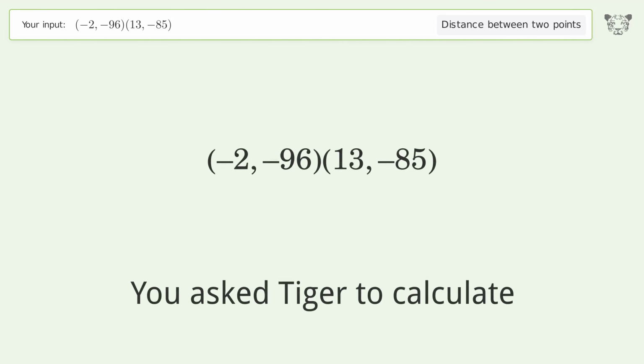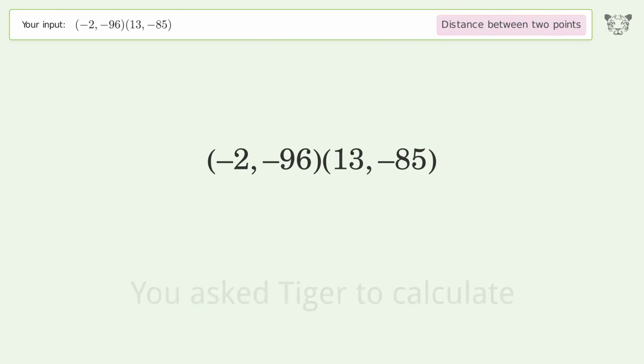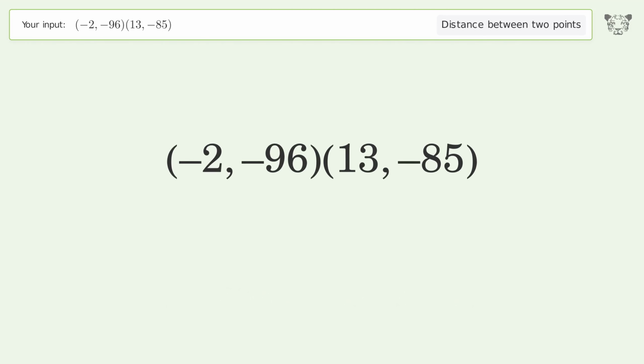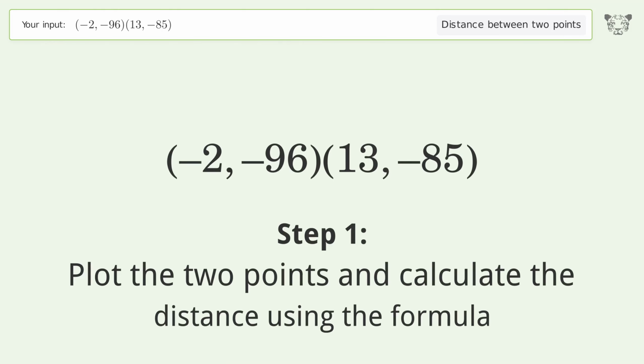You ask to calculate the distance between 2 points. The distance between the 2 points is the square root of 346, or 18.601. Let's solve it step by step. Plot the 2 points and calculate the distance using the formula.